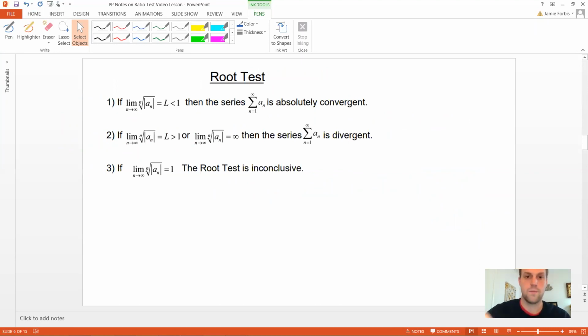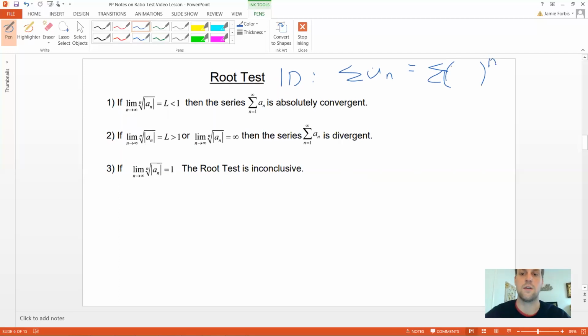So how you recognize when to use the root test with a given series: if you have the summation of a sub n, and it's just some quantity, it can be some crazy quantity, all to the power of n. If you see that you have some function all raised to the power of n, then the root test is the best way to approach it. It says the limit as n approaches infinity of the nth root of the absolute value of a sub n. That's what it looks like.